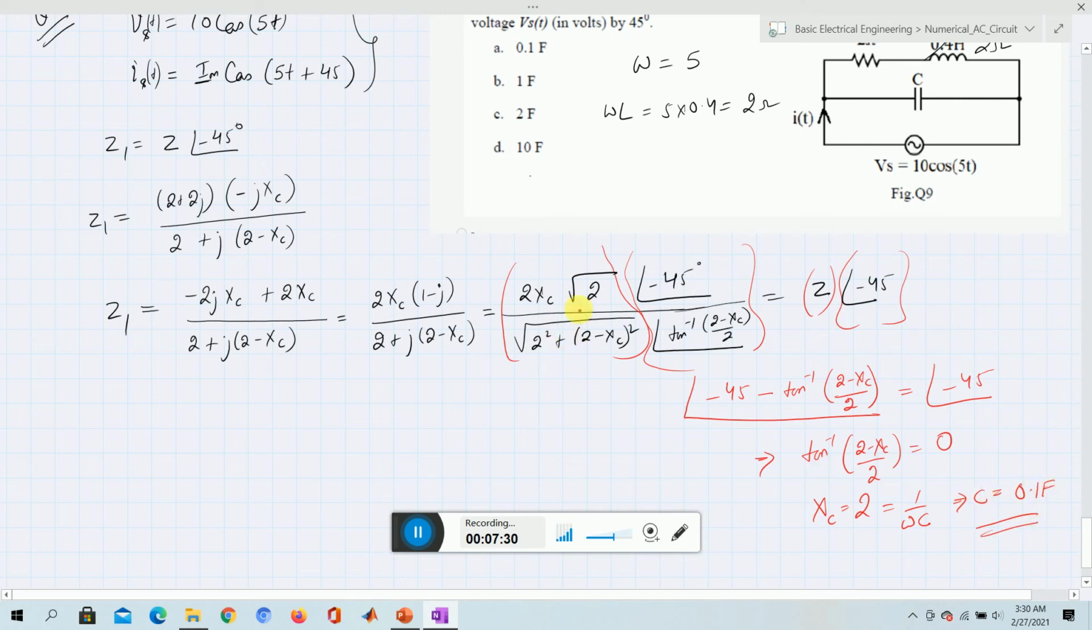So we need not calculate the value of Z, we just need to check what the angle is over here, and from this angular relation between this and this, we got this value and get the value of C here. So 0.1 Farad is there, and that is the answer.